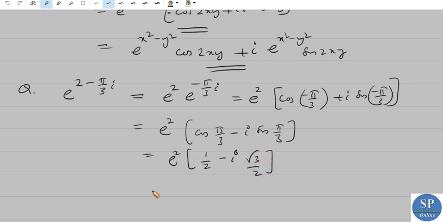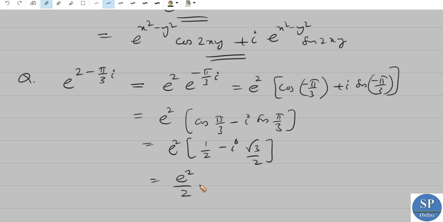Okay. So we can write this in the form of a plus ib, e square by 2 minus I into e square root 3 by 2.